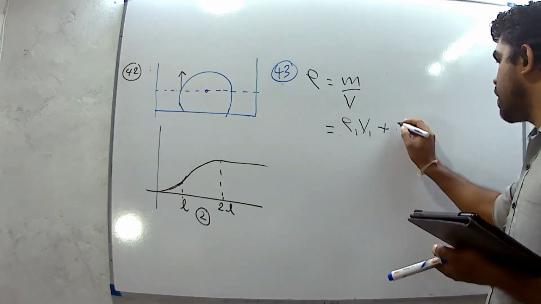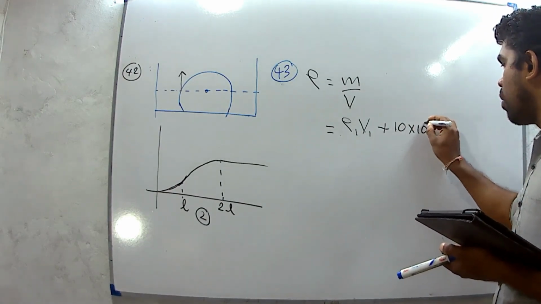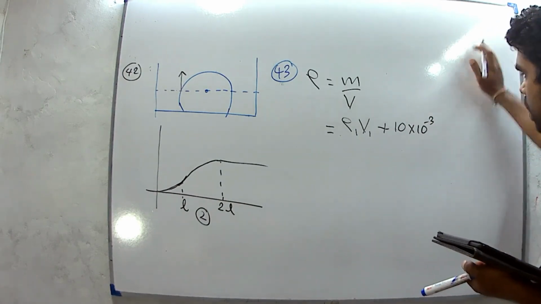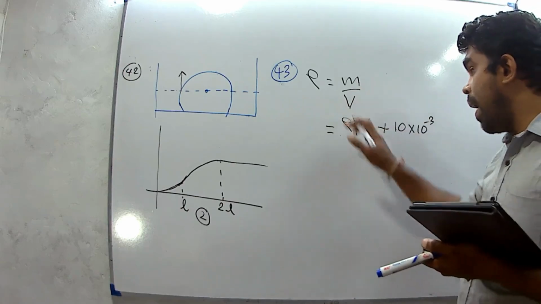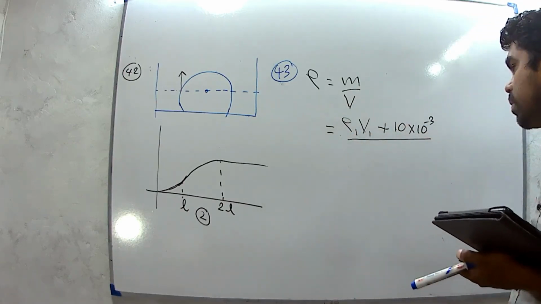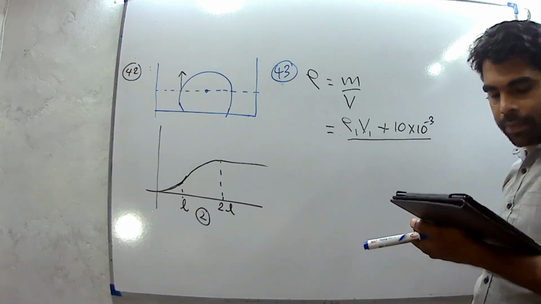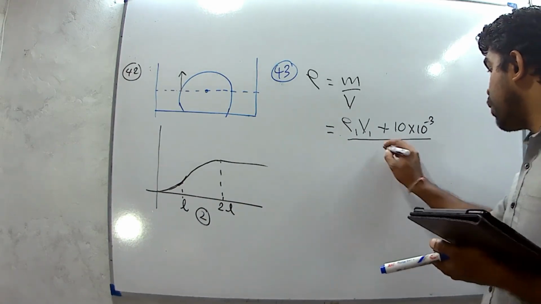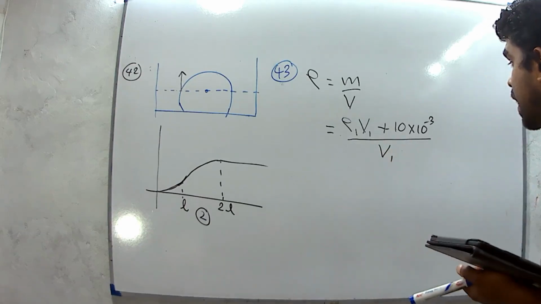I will use 10 into 10 to the power minus 3, 10 grams. This is the total mass. We have to divide by total volume. They have given that there is no volume change. Therefore, we have to divide by V1 again.